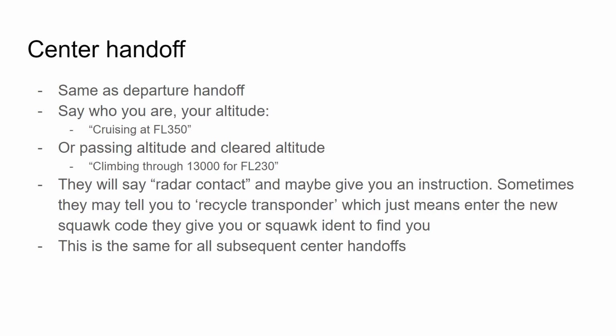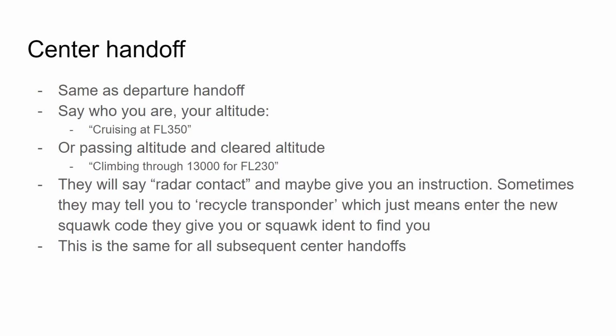So usually you're with departure for like 10 minutes or so. They'll clear you up. Sometimes they might clear you up to cruise altitude. Sometimes they might clear you up to some altitude lower than cruise, and then they'll pass you over to center. And then you're going to go to center and you're going to say, climbing through 13,000 for flight level 230. And they'll say, Maple 7654, radar contact, climb flight level 350, which is your cruise altitude.